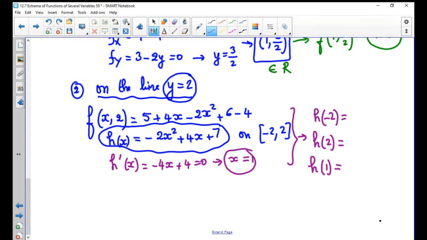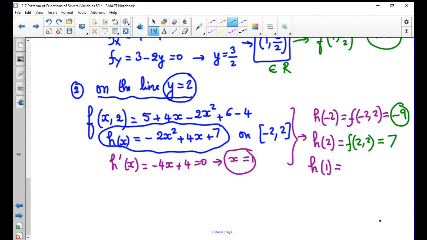Yeah. So I now substitute x with minus 2. Can you check what we're getting here? This is basically f at minus 2, 2. So it's this function where you put x equal minus 2. What do you get? Minus 9. Good. Minus 9. Excellent. Then we have f of 2, 2.